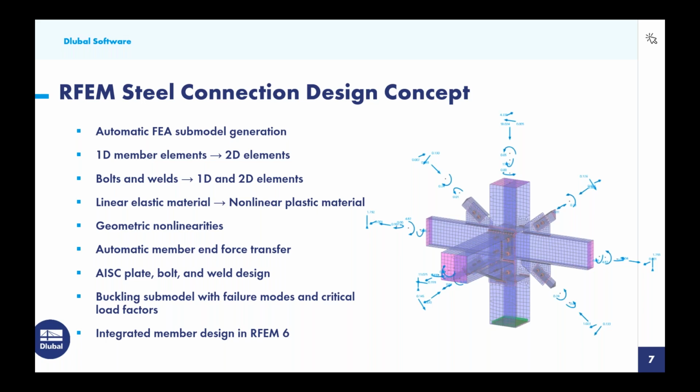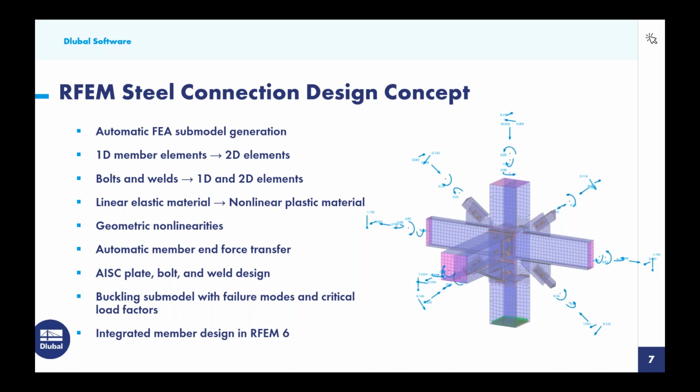Additionally, we'll see geometric nonlinearities applied automatically in the submodel. So for example, with two end plates, we should see those plates release in tension, but in compression forces, we'll see them bear upon one another. Again, we talked about automatic member end force transfer. So all of the load combinations, such as according to the AISC E7, are automatically brought into this submodel as member end forces and will run through the separate calculations for each load combination.